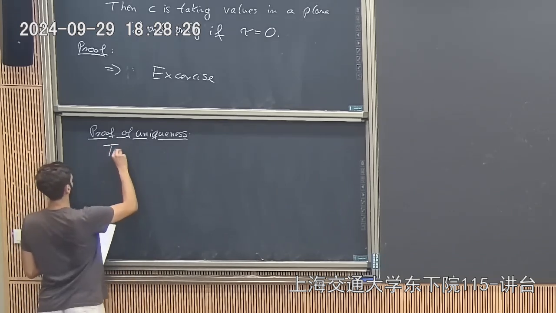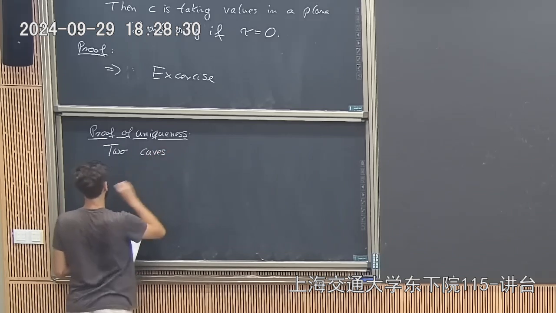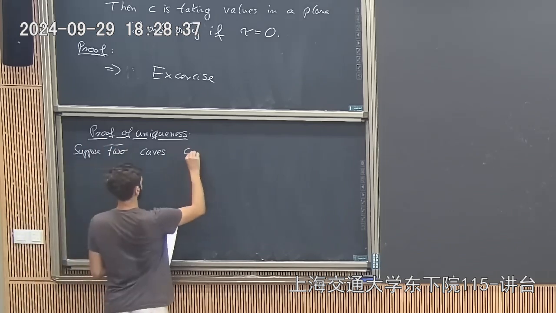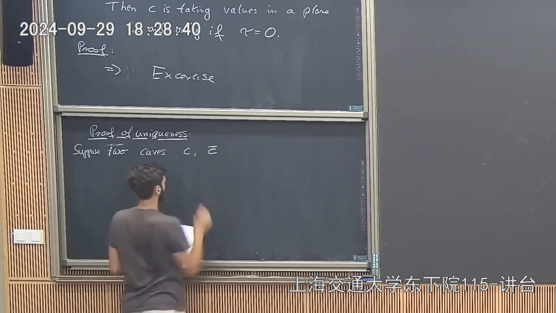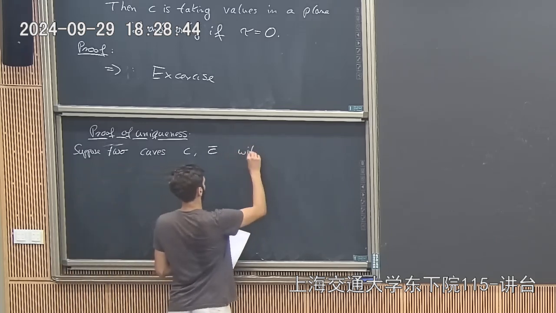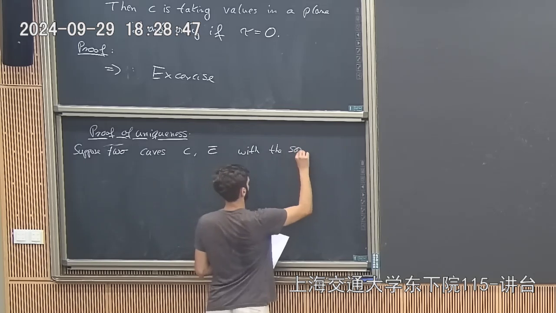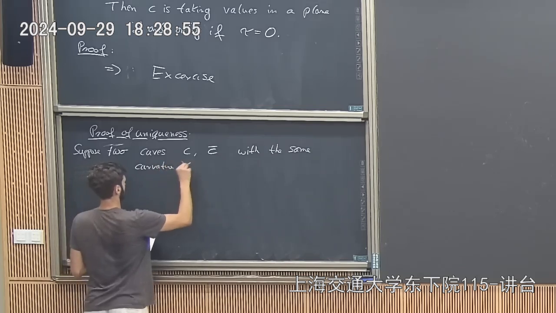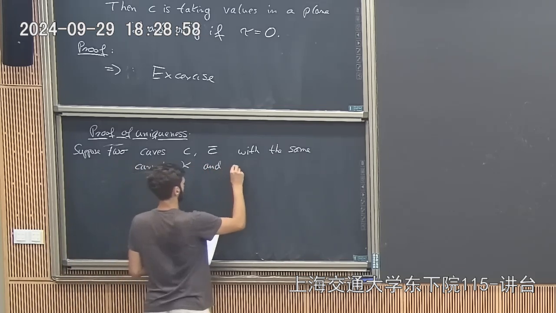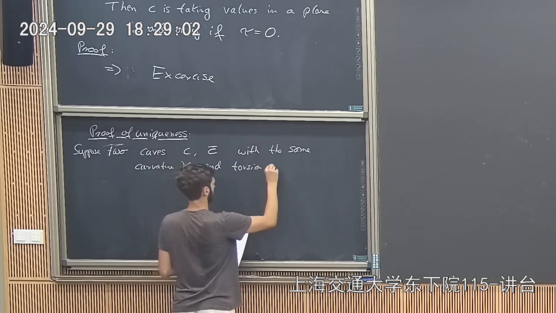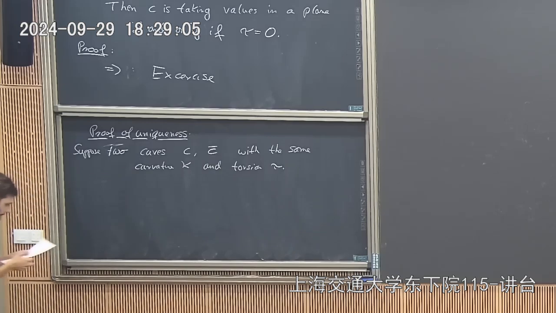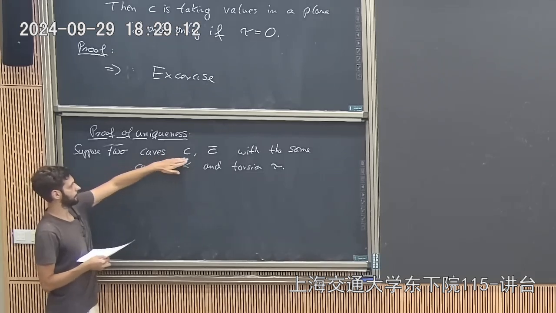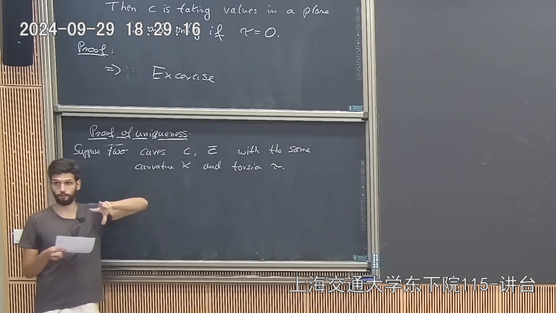So we have two curves. Suppose we have two curves. Let's call one of them C and the other one C bar, with the same curvature, which is given by kappa, and the same torsion, which is given by tau. What we want to prove, the ideal case, is that C equals the other curve, so that both curves are actually equal.